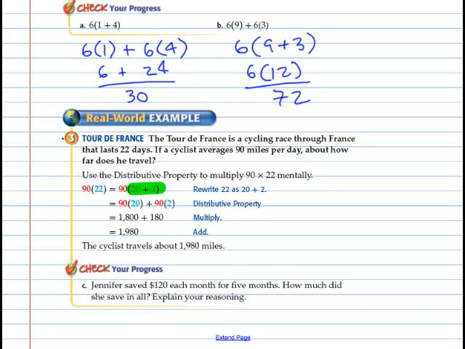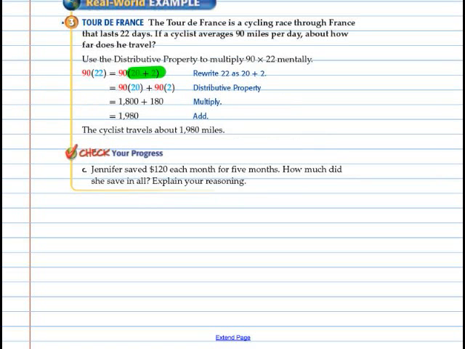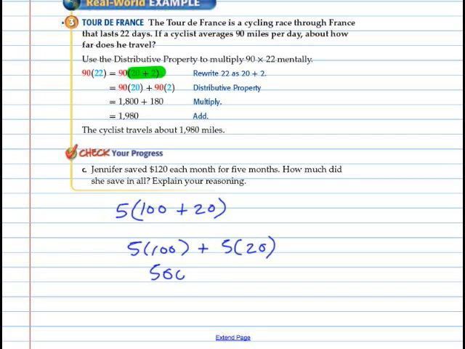In the example, we're going to take 120 and rewrite that as 100 plus 20. It says Jennifer saved $120 each month for 5 months. How much did she save in all? Explain your reasoning. So we're going to take the 120 and rewrite it as a sum of 100 plus 20. Distribute the 5 to the 100, which gives us a nice simple multiplication. 5 times 20, another nice simple multiplication, gives us 500 plus 100, or a total of $600.